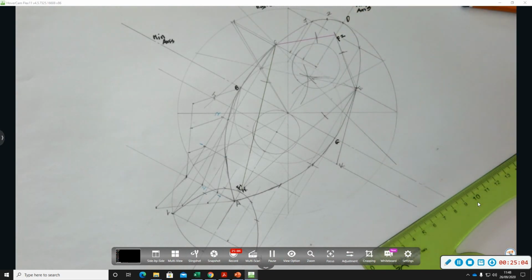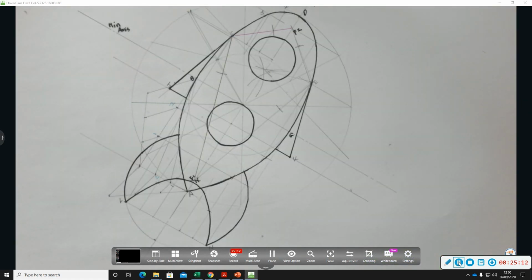Now, that's the question done. I'm going to pause this and heavy it in with black pen. So that's what it looks like there. When it's done, I just sketched over the lines in pen to make it easier to see. And I know it's a bit late, but in your exam you could do the light lines a tad lighter to make it a bit easier for you.